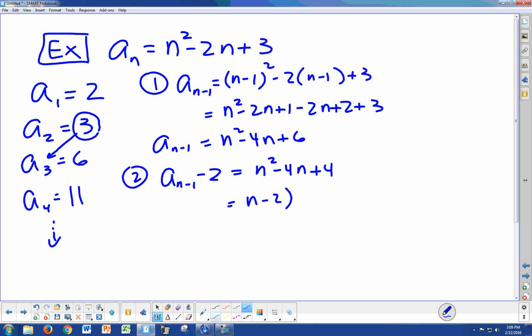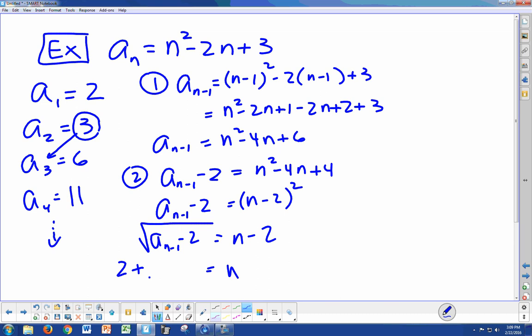So n minus 2 squared is equal to a sub n minus 1 minus 2. Take the square root of both sides. N minus 2 is equal to the square root of a sub n minus 1 minus 2. And so therefore, the n value, which we're going to substitute in just a minute, is going to be 2 plus the square root of a sub n minus 1 minus 2. All right, so we've gotten through 2 of the 3 steps.